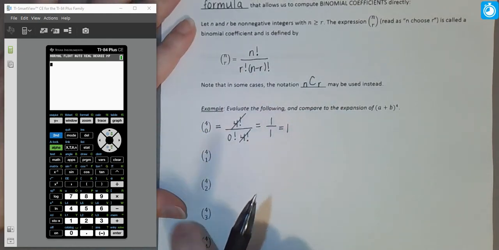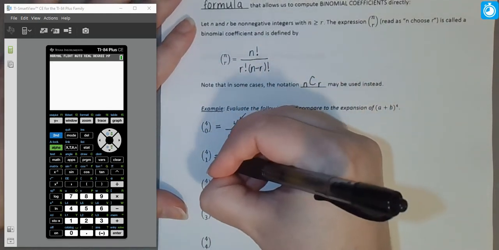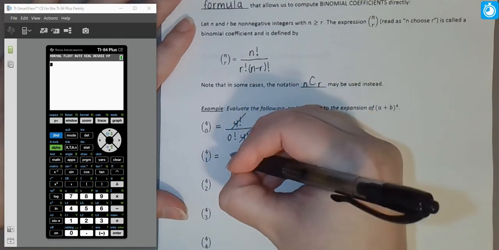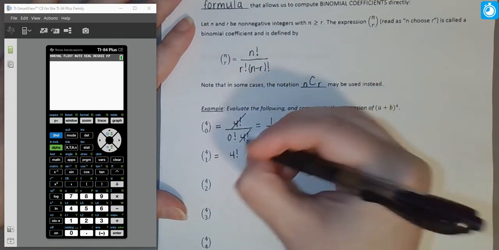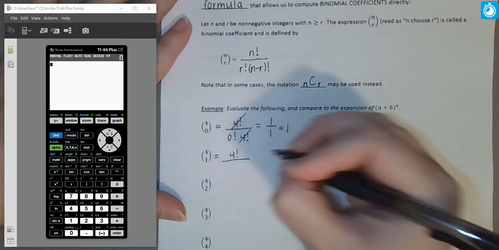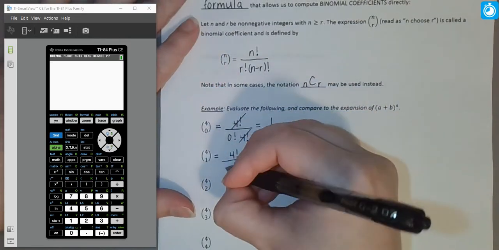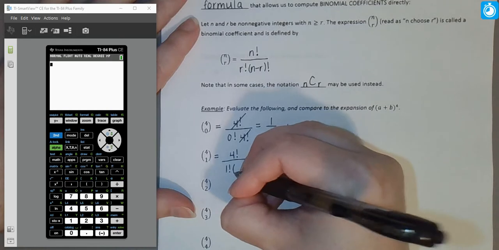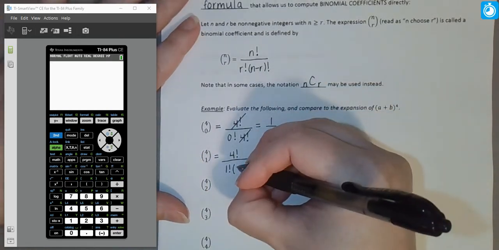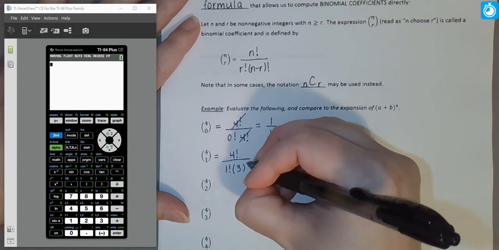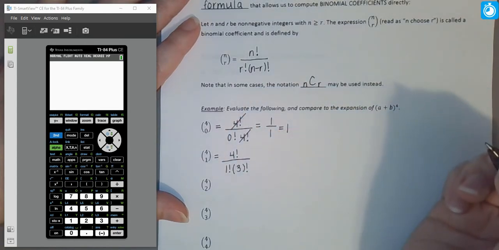Now what about 4 choose 1? So let's do this one directly as well. So our numerator is going to be n factorial, so 4 factorial. And then our denominator is going to be r factorial, so 1 factorial, times n minus r factorial, which would be, in this case, 3 factorial.